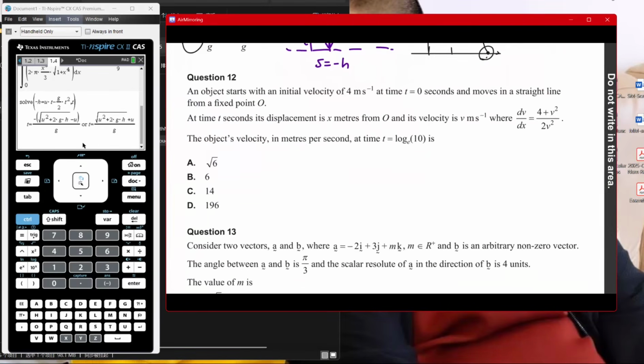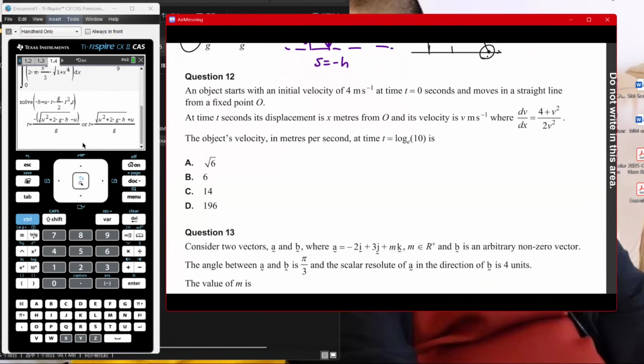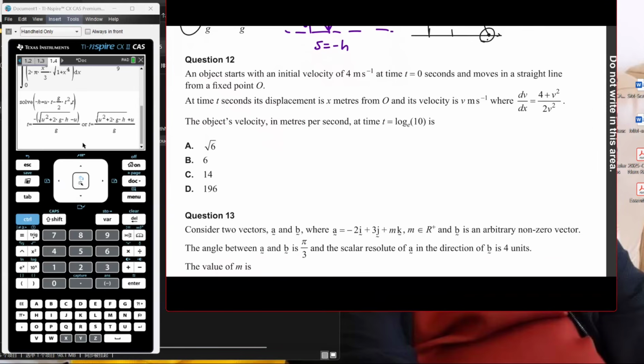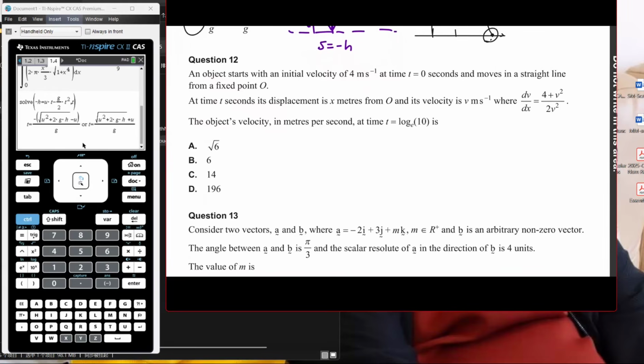All right. Question 12: an object starts with an initial velocity of 4 meters per second at time t equals 0. Okay, this is my initial condition. So t equals 0, v equals 4. You have dv/dx equals (4 plus v squared) divided by 2v squared. dv/dx is not your acceleration, therefore I multiply v both sides. So this bit is now my a, and I'll get (4 plus v squared) divided by 2v.